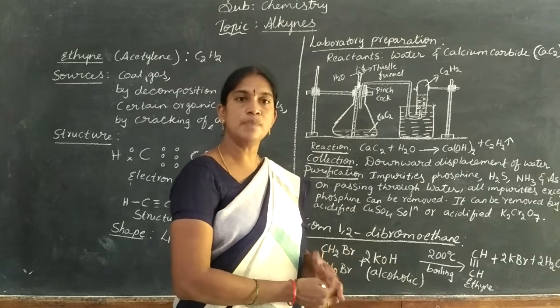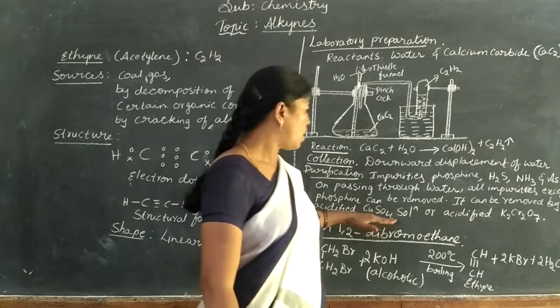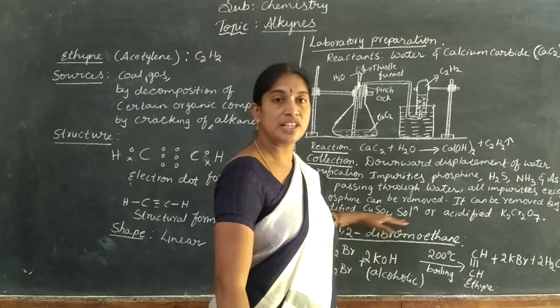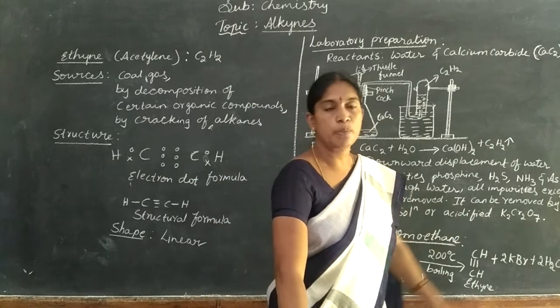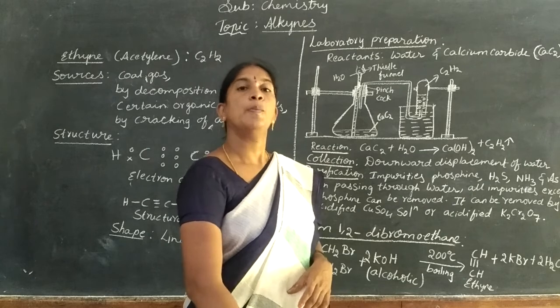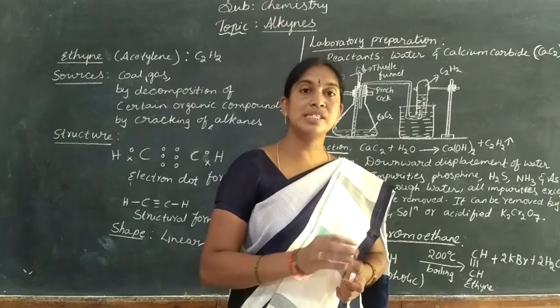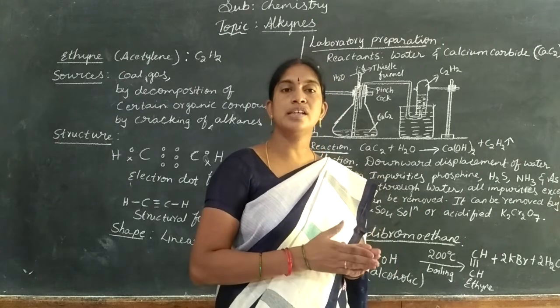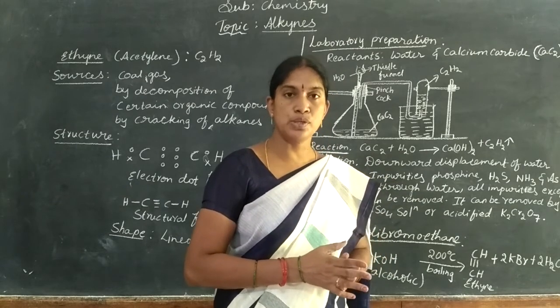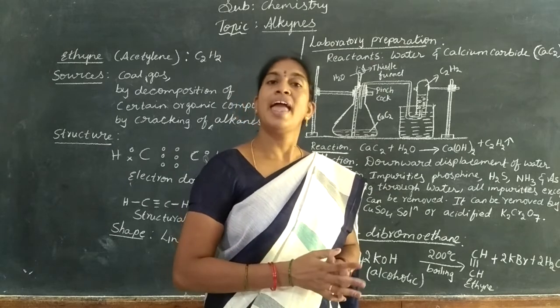acidified copper sulfate solution or acidified potassium dichromate solution, and we can remove that phosphine gas. Understand? And one more thing: we have to see that air must not enter. If air enters, it will become explosive. Otherwise, you can add some oil in order to avoid the air.